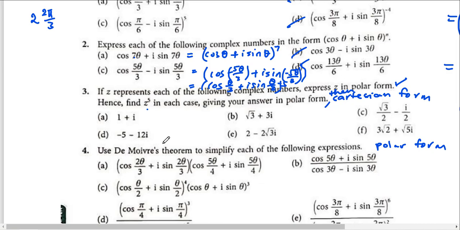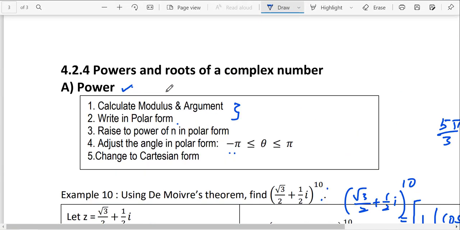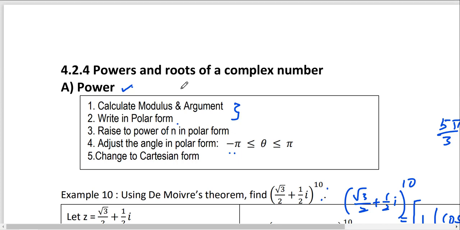De Moivre's theorem has two parts. One is raised to a power. Part B is roots. Part B, this is part A. That's why your questions, you do until number 5 for part A. Part B is roots. Roots you have a second part. Later we continue next week, because I don't want you to get confused. Part B is a bit complicated. For the roots, you have a lot of answers.